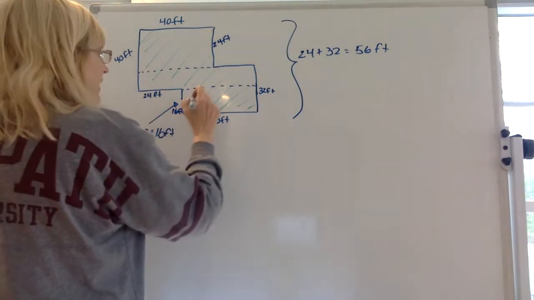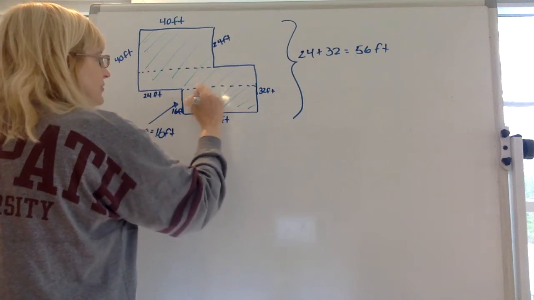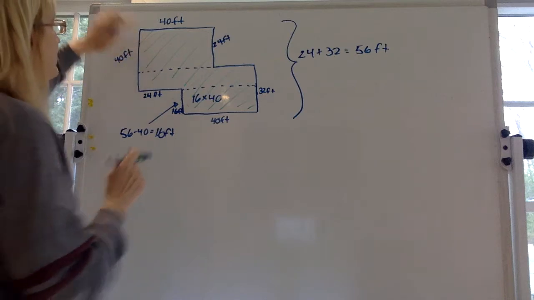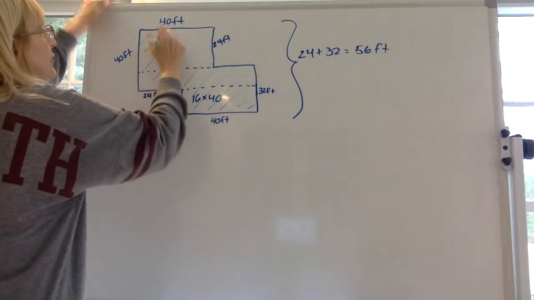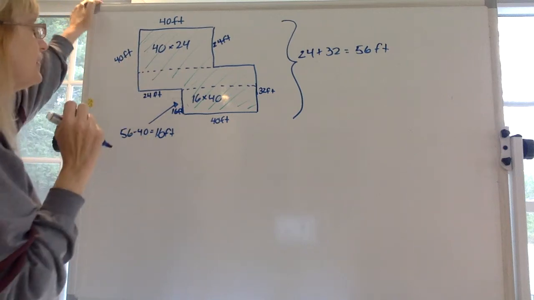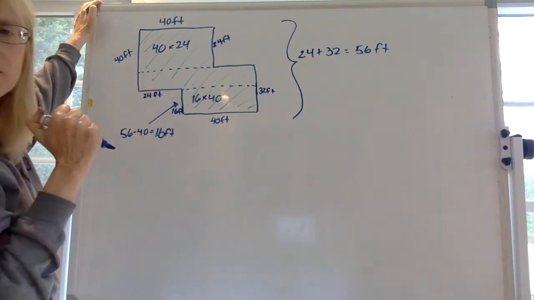right? Okay, so we have this dimension. So I think right away we can say this bottom rectangle is 16 by 40, right? I think the top rectangle we can say it's 40 by 24. Middle guy we still got to figure out, right? We still got to figure out the middle guy.